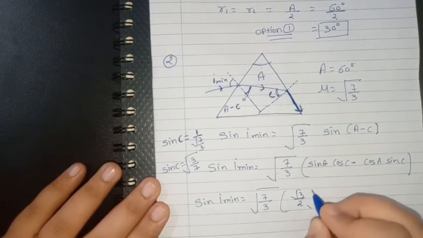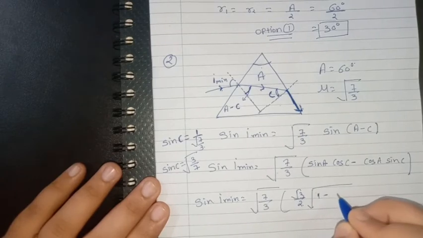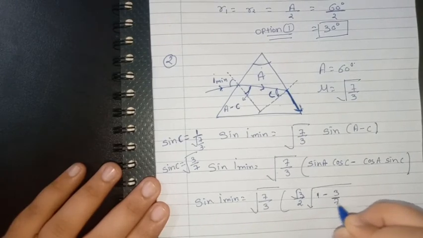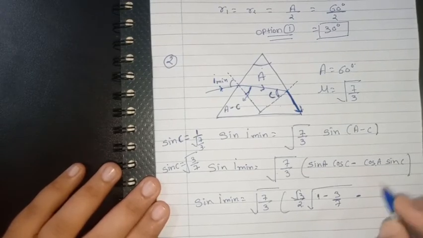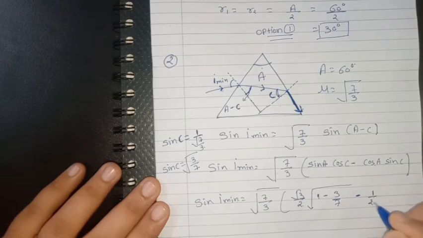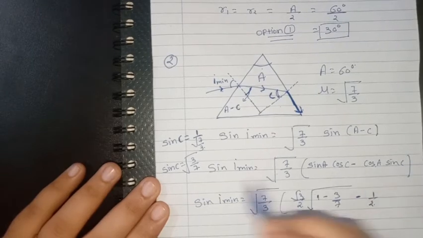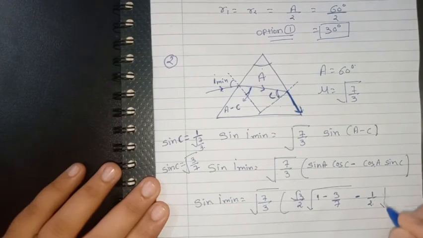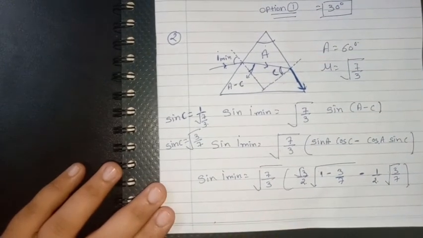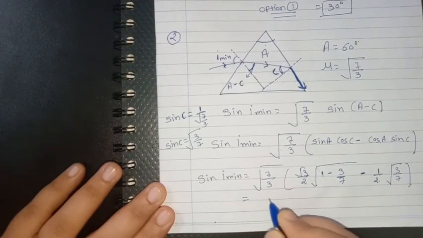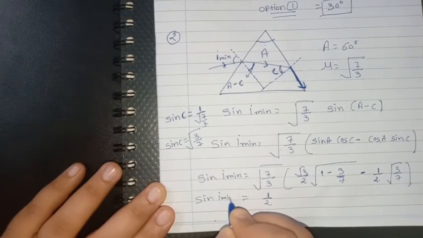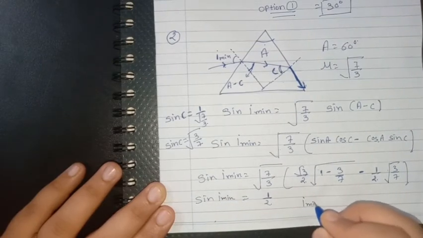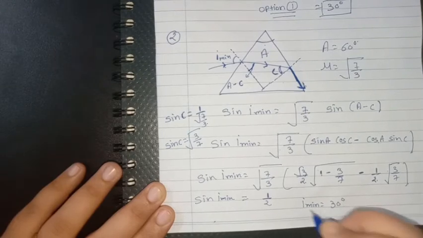Cos C can be written as under root 1 minus sine square C, that is under root 1 minus 3 by 7, minus cos A, that is cos 60 degree, and cos 60 is 1 by 2, into sine C. Sine C is under root 3 by 7. Simplify this, we will get sine I minimum is equal to 1 by 2. So the minimum angle of incidence will be 30 degree.